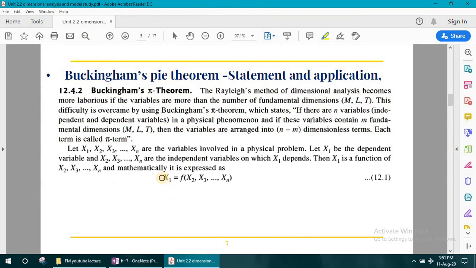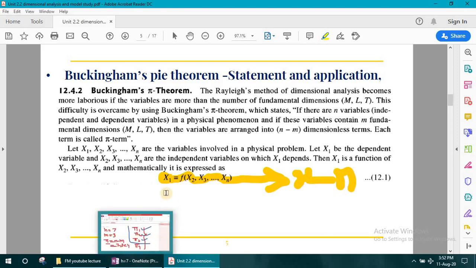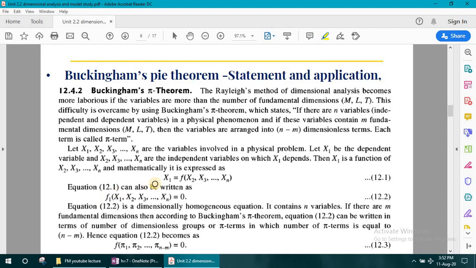Now let's understand, suppose x1 is a dependent variable which depends on x2, x3 and a number of variables up to xn. This is the difficult level. Instead of understanding this equation, I will explain in more detail in the problems. If x1 depends on these variables, then x1 is a function of these variables. Then we can represent this equation as f1 in equation all, which is equal to 0. Then we can solve this equation for pi 1, pi 2 and pi 3.